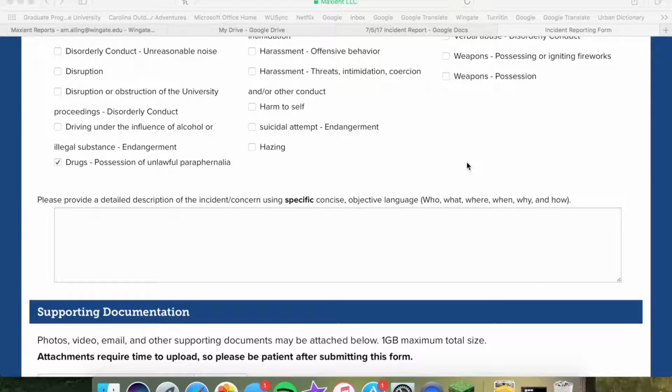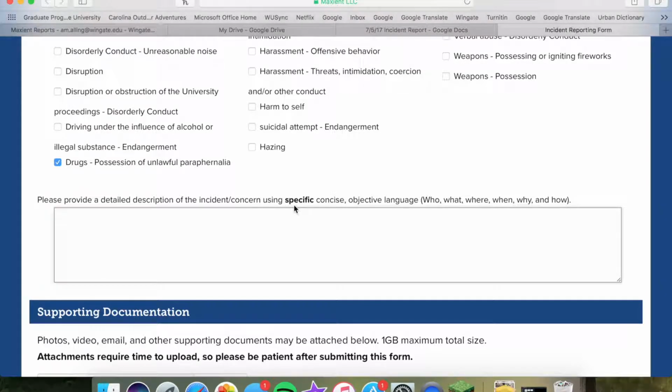If there happens to be multiples of the last name, use the first initial and then last name. So if there were multiple Allings, it would become A. Alling. Be as detailed as possible and include everything that happened during the incident. If there is missing information, that leaves a lot of questions and unknowns. Make sure you are using specific, concise, and objective language. Stick to the who, what, where, when, whys, and hows.